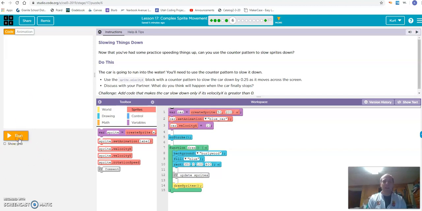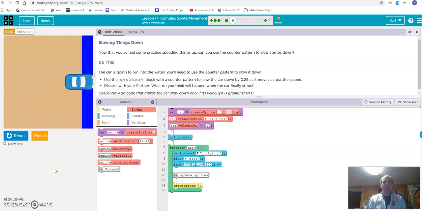Currently, the program is set up so the car is moving at a universal speed, with a velocity of 10, going across the screen and right into the water. What we want to do is cause the car to slow down so that it doesn't go into the water. We could just say, well, just set the velocity equal to 0, Mr. Twining, and then the car's not going to get into the water. But then the car doesn't really move at all. We want the car to move across the screen, but before it gets in the water, we want it to slow enough to stop.